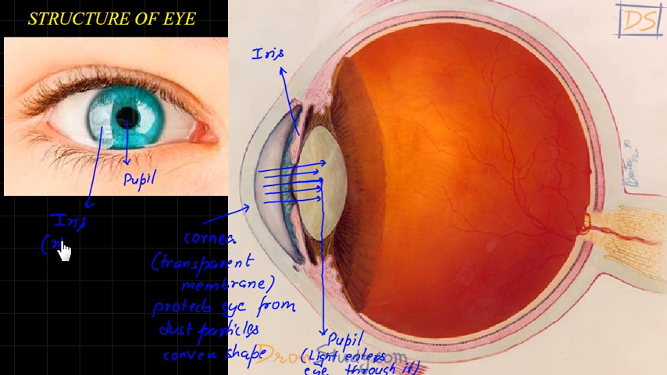Okay. Now let us talk a bit about this iris, students. This iris is actually ring shaped. As you can see here, it's like a ring with a hole in the center, students. And also it is colored, students. As you can see here, it is looking greenish. So it is colored, students. And the interesting thing, students, is that in different human beings, color of iris may vary.